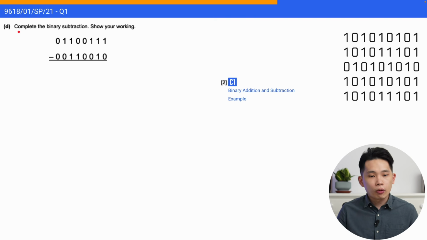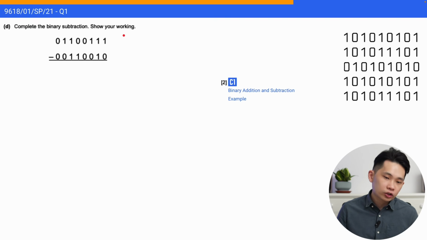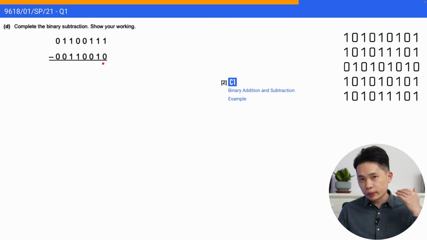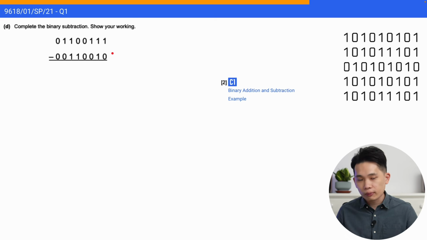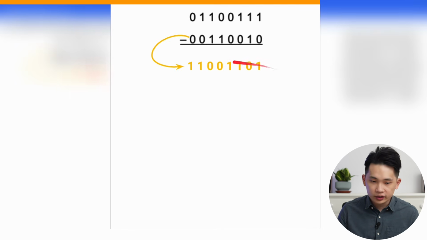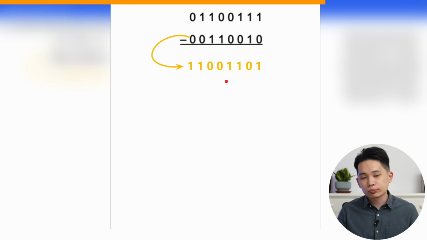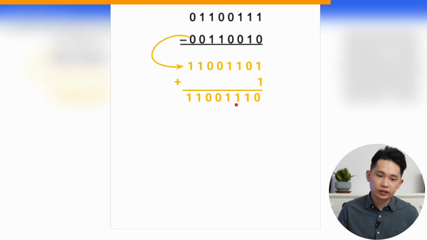For D, complete the binary subtraction. Show your working. Typically, what we will do is first convert the second number to its 2's complement form, and then add the first number to the 2's complement form. First of all, we will reverse the bits here, resulting in this number. Then we will add 1 and result in this final value.